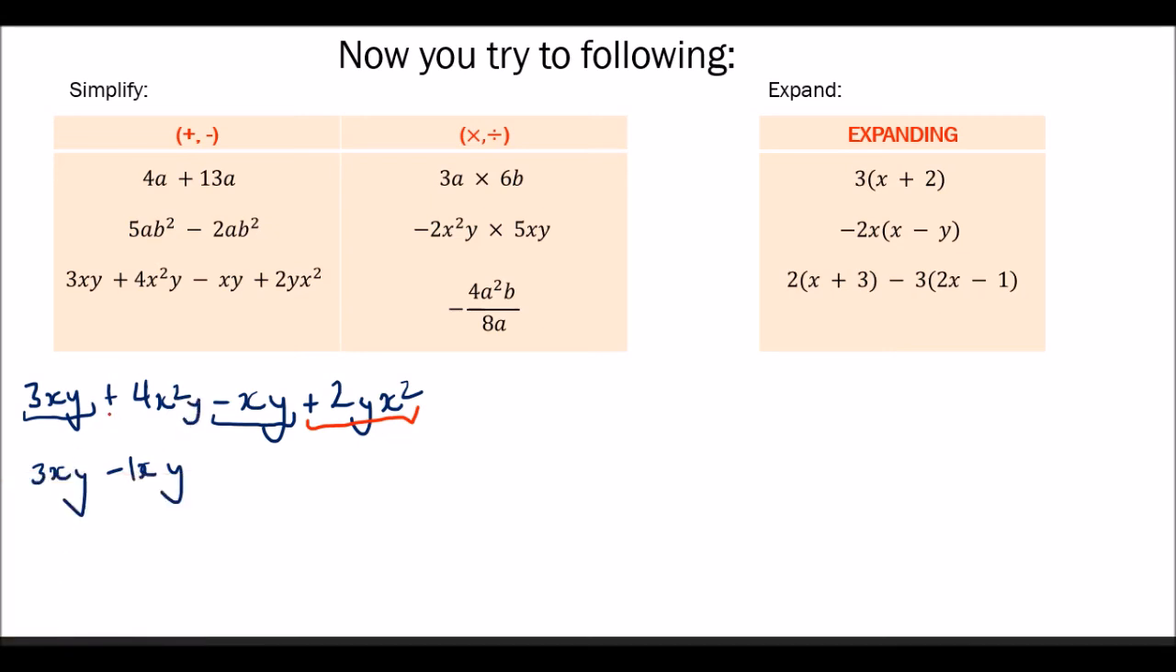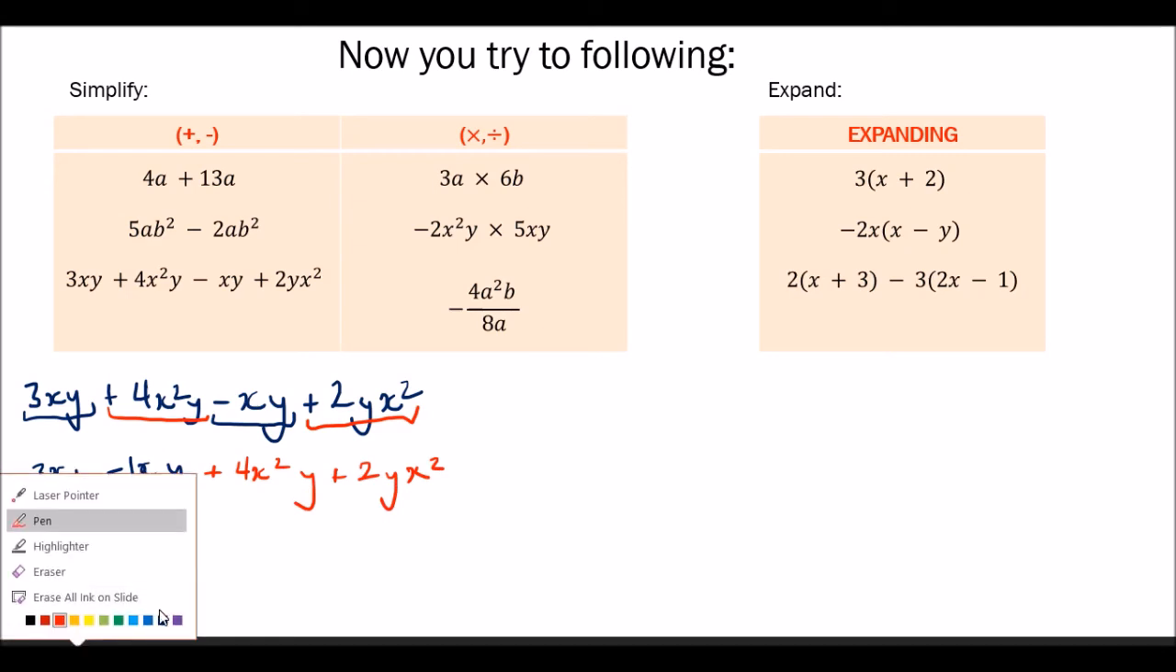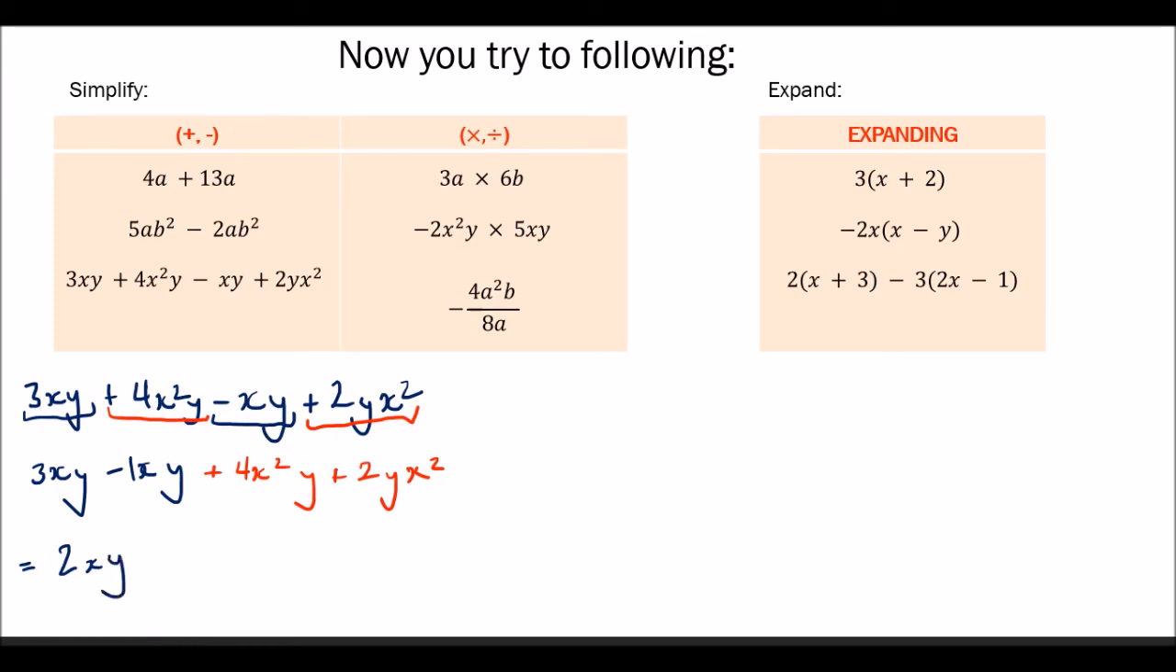All right, so put these together. So you're left with plus 4x squared y plus 2yx squared. Remember, when it comes to adding and subtracting like terms, you're just adding and subtracting the big numbers. So here you get 2xy, and here 4 plus 2 gives you 6x squared y. So there's your final answer.